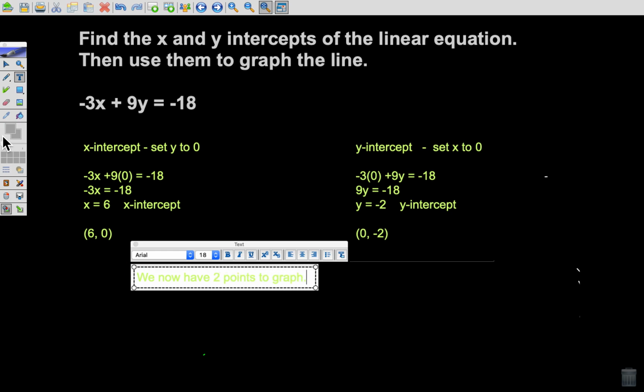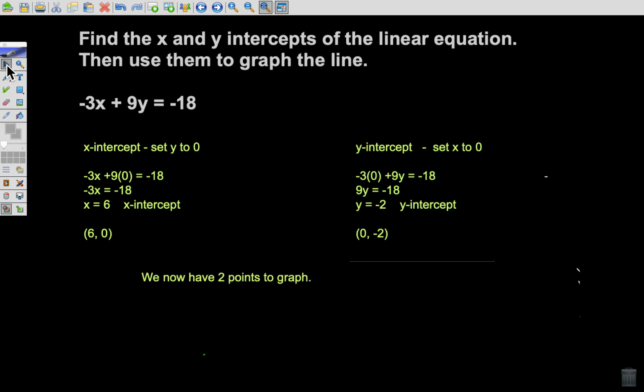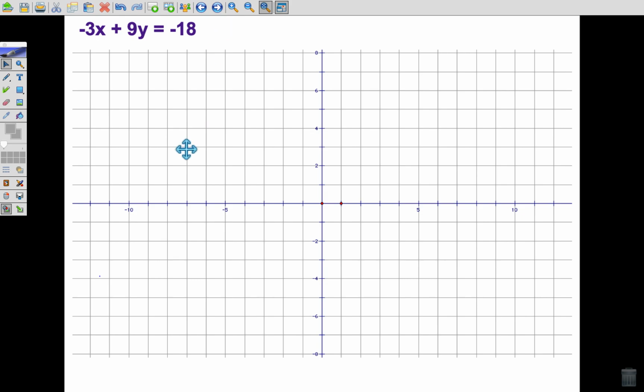All right, so that's important. You always wind up with 2 points. All right, so 6, 0, and 0, -2 are our points. So let's go to a coordinate plane. Now, a coordinate plane, always label your x and y axes. Okay, so I'm going to label this x, label this y.